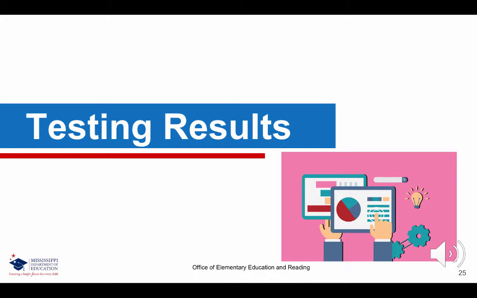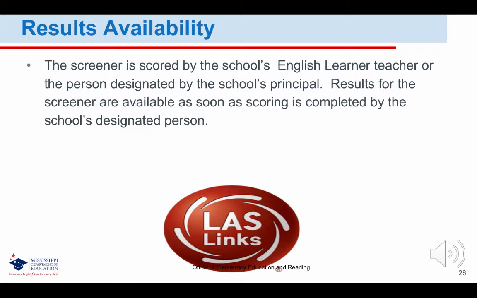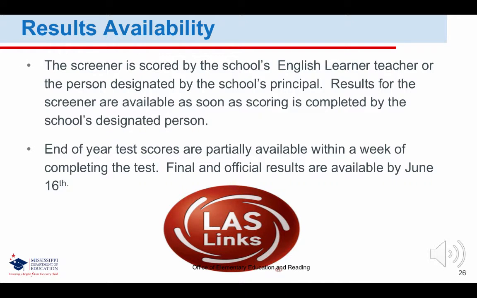Testing results. Results availability. The screener is scored by the school's English learner teacher or the person designated by the school's principal. Results for the screener are available as soon as scoring is completed by the school's designated person. End-of-year test scores are partially available within a week of completing the test, but final and official results are available by June 16th.